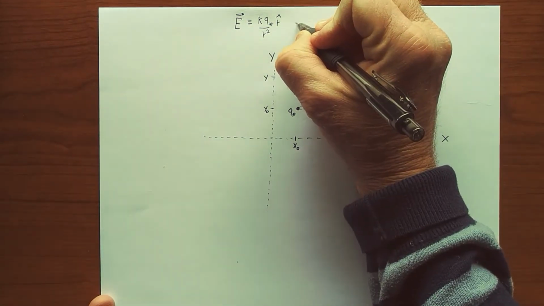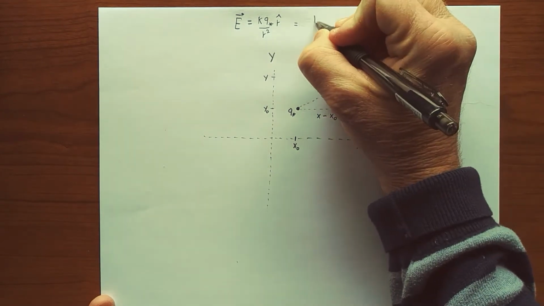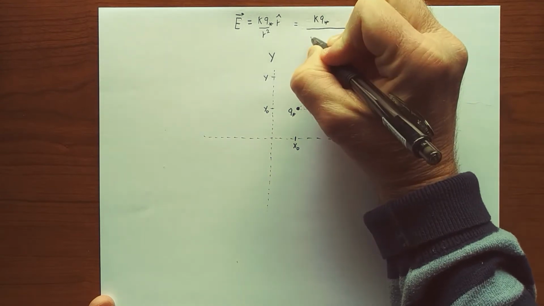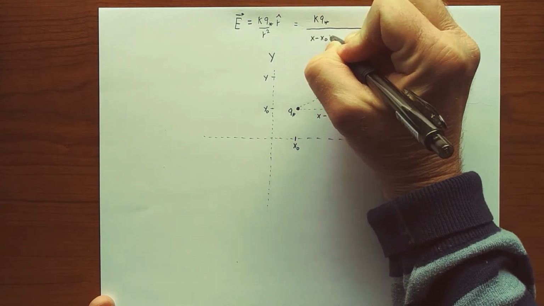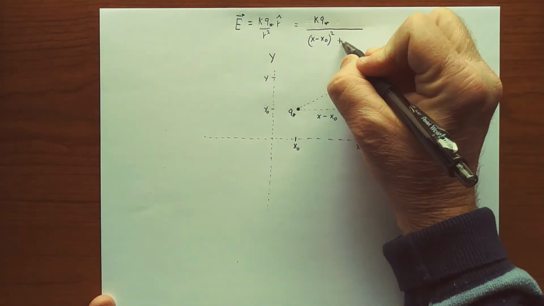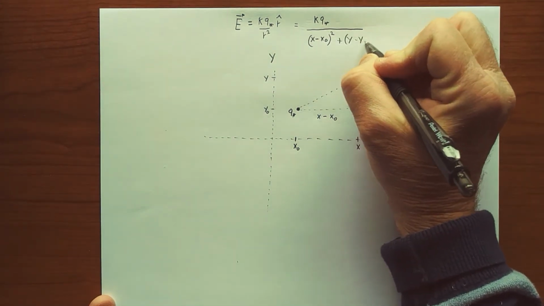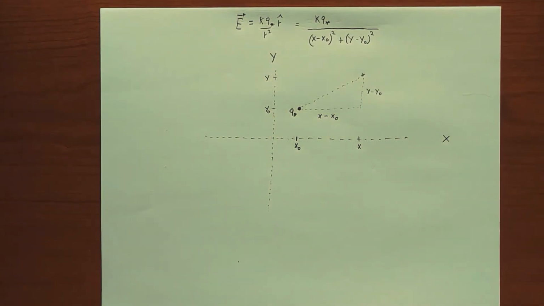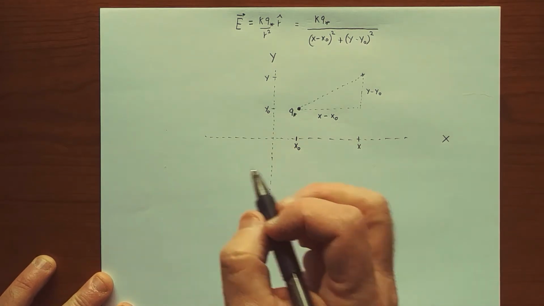And so this becomes k q star divided by x minus x naught squared plus y minus y naught squared. And now we've turned the r squared part into a general expression in terms of x and y. Now I just want to point out that this is true, as I said before, for any location.